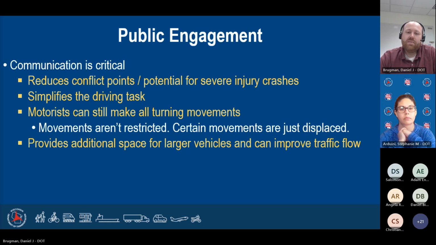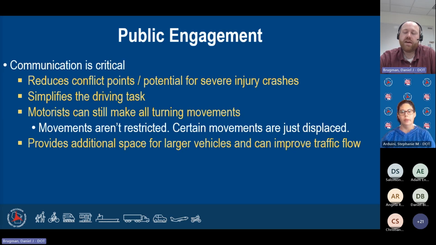The key points with RCUTs that should be communicated are that it reduces those conflict points and eliminates the most dangerous movements at an intersection, and it has the potential to reduce those severe injury crashes. It simplifies the driver's task, taking a lot of it off the driver by having us focus on one direction of traffic at a time. Motorists can still make all of the turning movements. It's important to emphasize that we're not taking anything away. We're just displacing certain movements along the roadway.